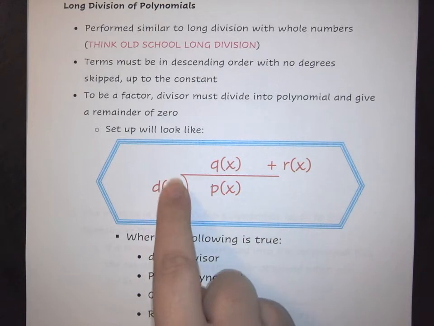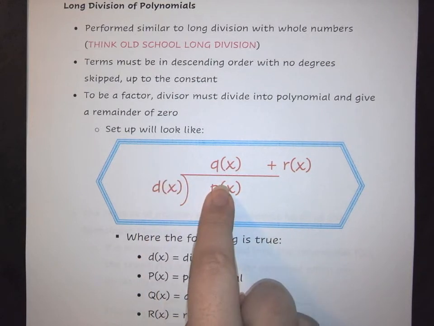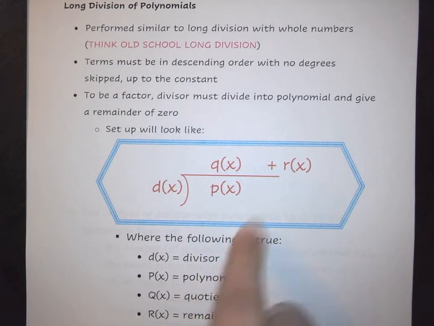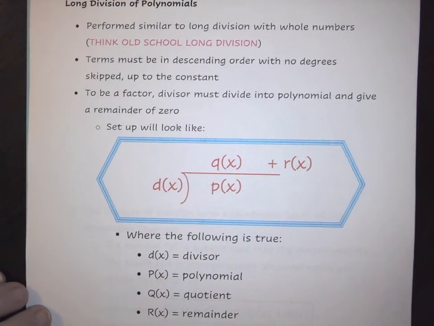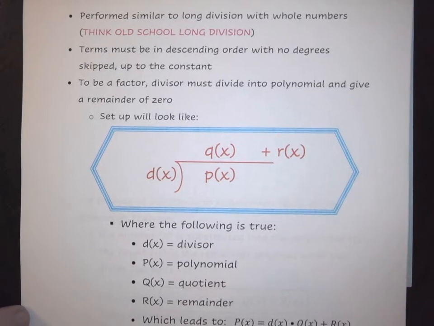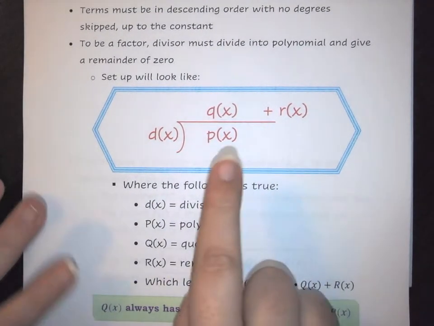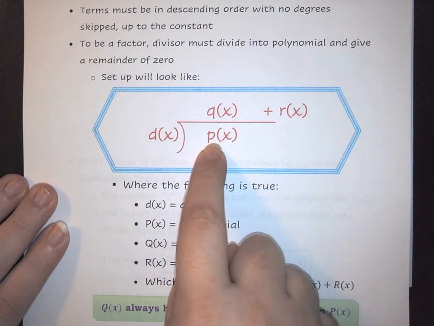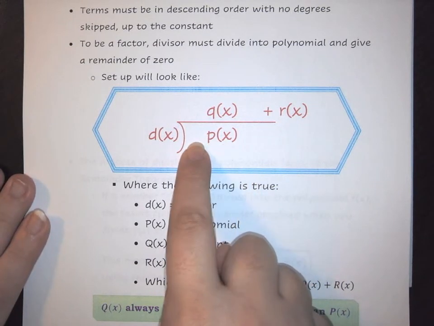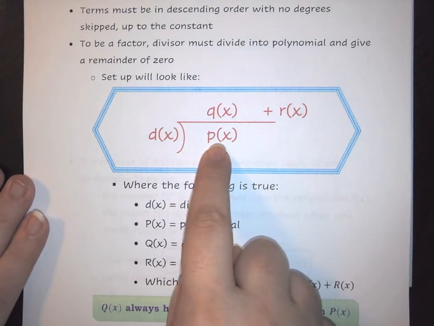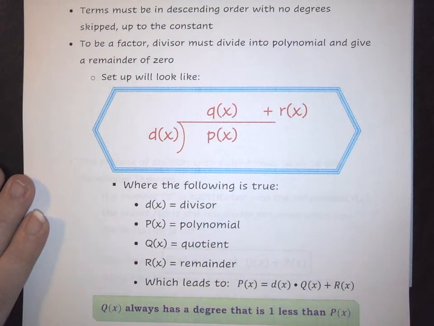how many times does the number on the outside go into the number on the inside, and that result goes above, and then you would subtract and find a remainder. Well, we're going to do that exact same idea, only now we're going to use polynomials. So instead of being numbers, these are going to be expressions. So there's a few things that you need to keep in mind.